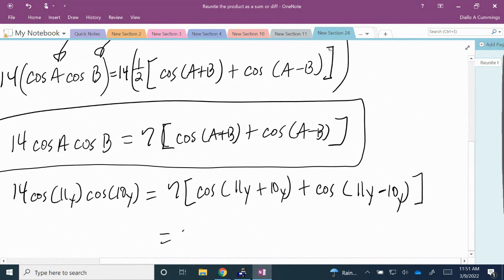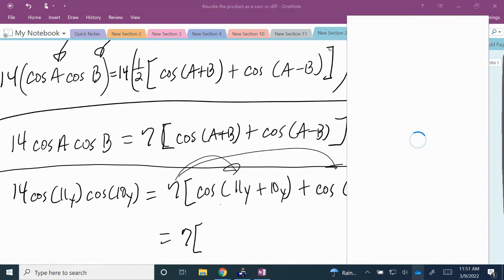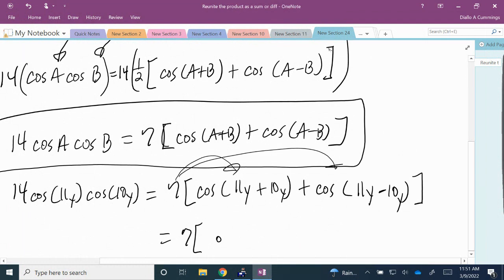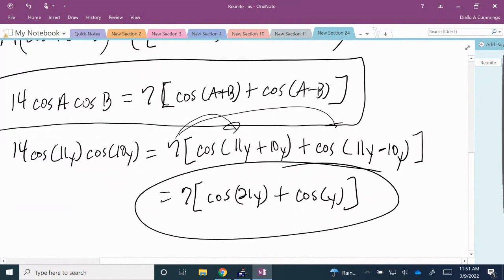Right? And then we're going to simplify. So this is 7 times, and make sure to keep a set of brackets, because if not, you would have to distribute that 7, which we're not doing. We're just going to leave it in this multiplied form. So 11y plus 10y is 21y, plus 11y minus 10y is y, so that's plus cosine y, and we have the solution.